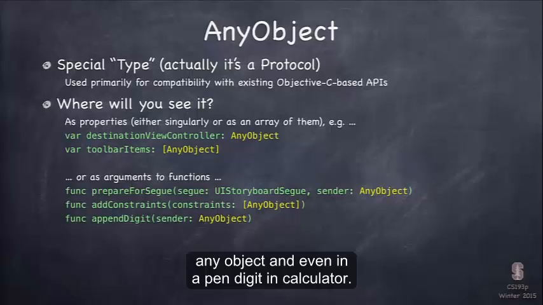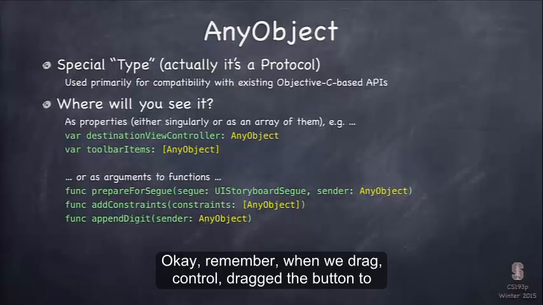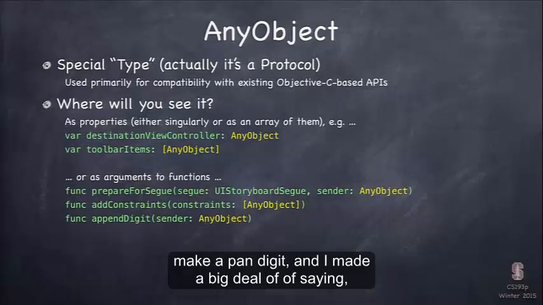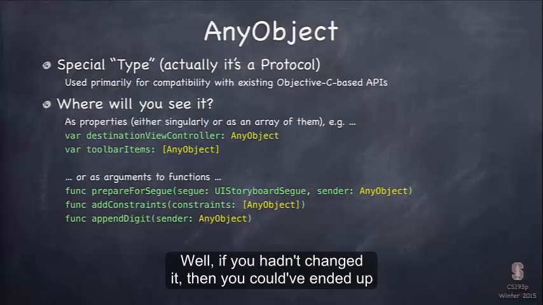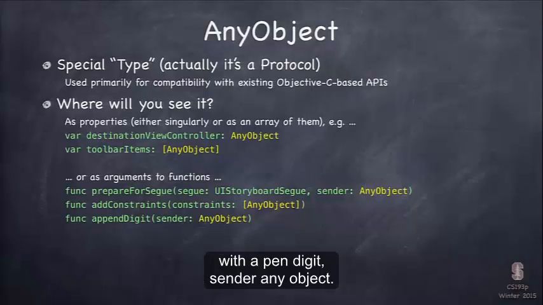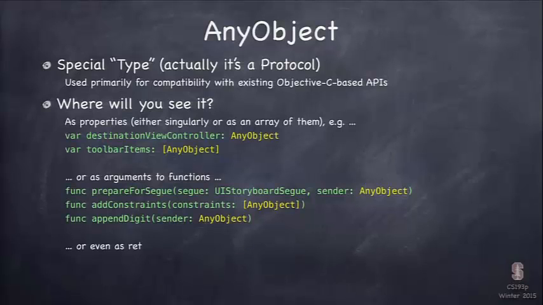And even in append digit in calculator, remember when we control dragged the button to make append digit? And I made a big deal of saying, change that from AnyObject to UIButton? Well, if you hadn't changed it, then you could have ended up with append digit sender AnyObject.